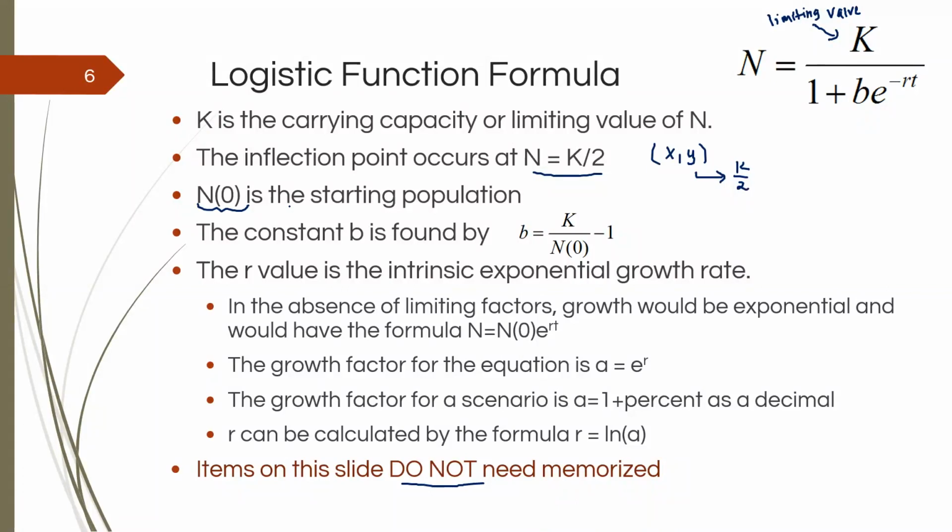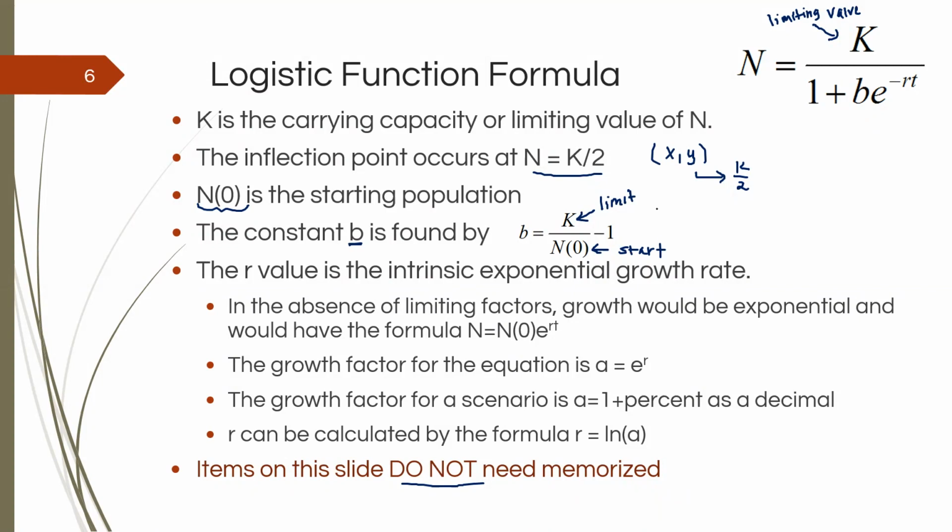Now, in linear, y equals mx plus b, we put the starting number in for b. In exponential, we put the starting amount in for P. In logistic, we do not put the starting amount in the formula. We use the starting amount to figure out this constant B, and B is the one that goes in the formula. So what we do is we have to figure out this number B, and the way we figure out B is you take the limiting value, you divide it by the start, and then you subtract 1.